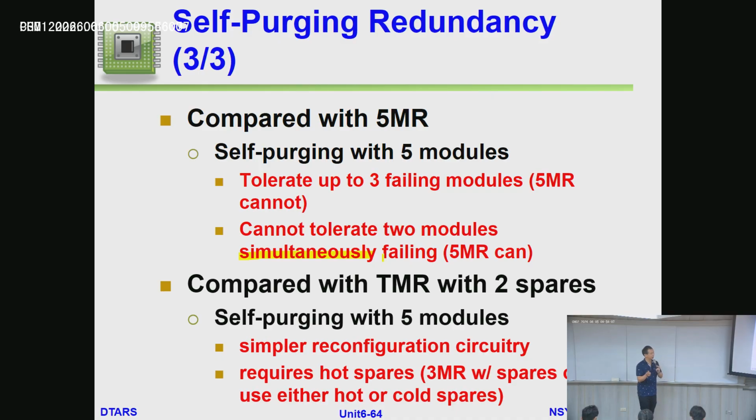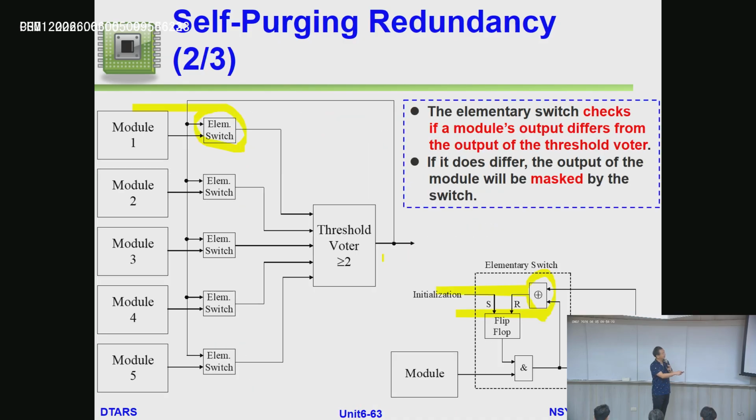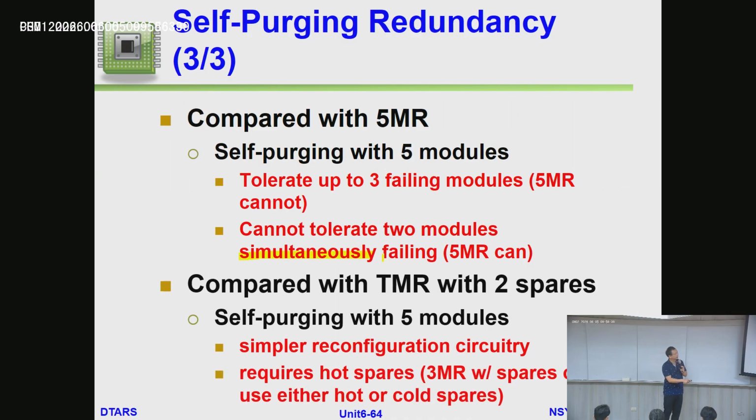No, I'm wrong. I'm sorry. These two should be swapped. Self-purging with 5 modules must need hot spares. For these 5 modules, if we say these 2 are our modules and these 3 are spare modules, then all the 5 modules need to be hot because they are used to detect the faults. However, for TMR with 2 spares, these 2 spares can be cold. Okay, so this is for this one.